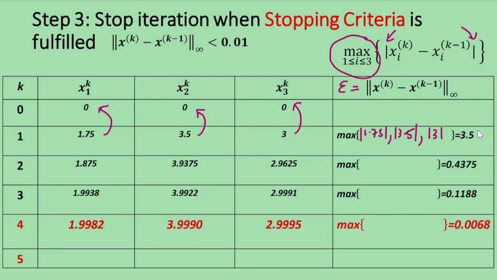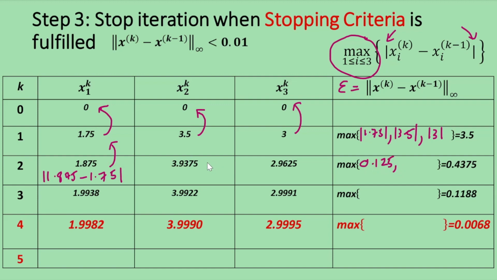Again. Okay. Now we're going to take the infinity norm of the current value minus the previous value. So the infinity norm of the absolute value of 1.875 minus 1.75, that would be 0.875.